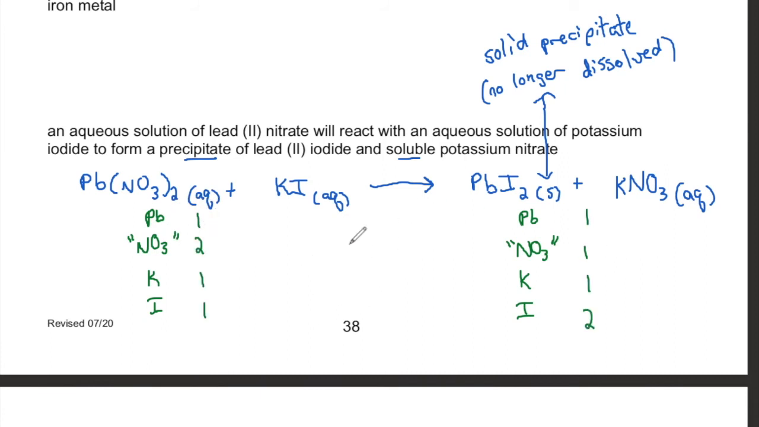Okay, so we have some mismatches as far as the number of things goes. We need another nitrate on this side, so let's go ahead and put a 2 here. Now we have 2 nitrate and 2 potassium. And we just need a little bit more potassium and iodine on this side. So we can put a 2 here as well. And that will increase our potassium and our iodine up to 2.